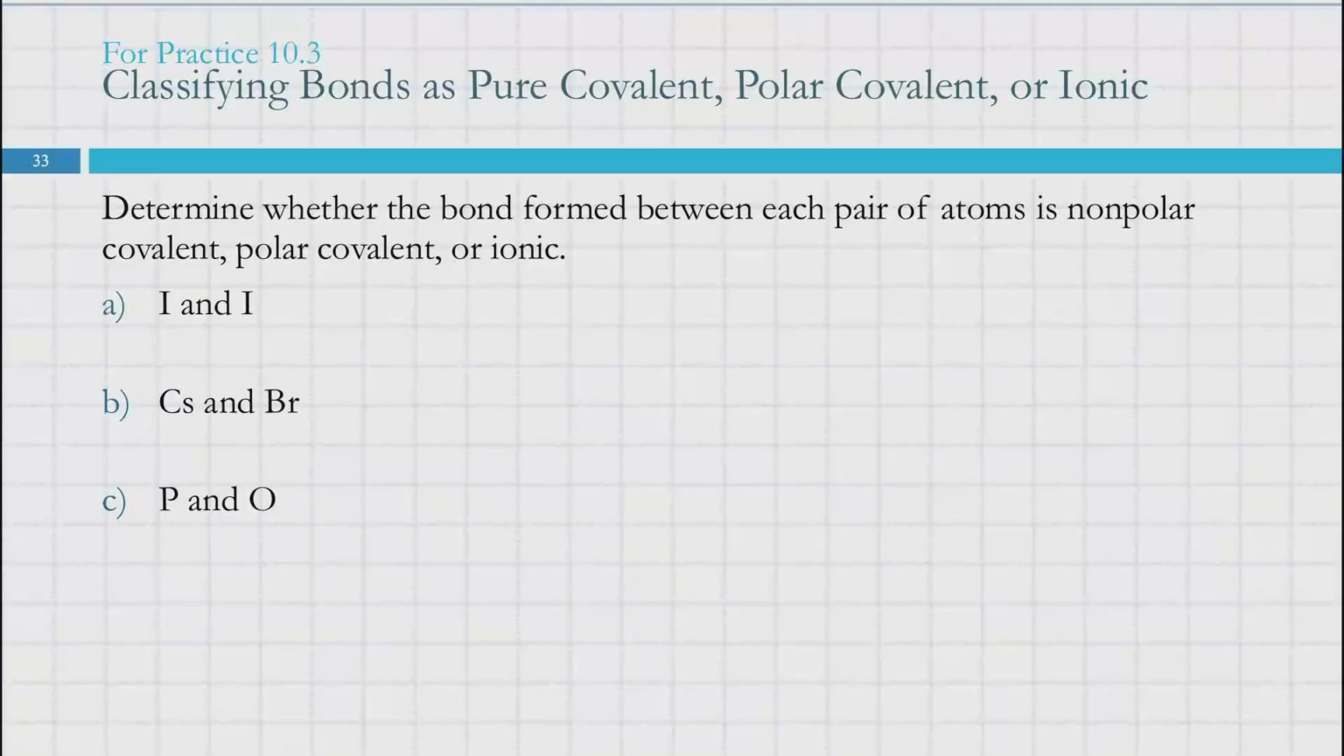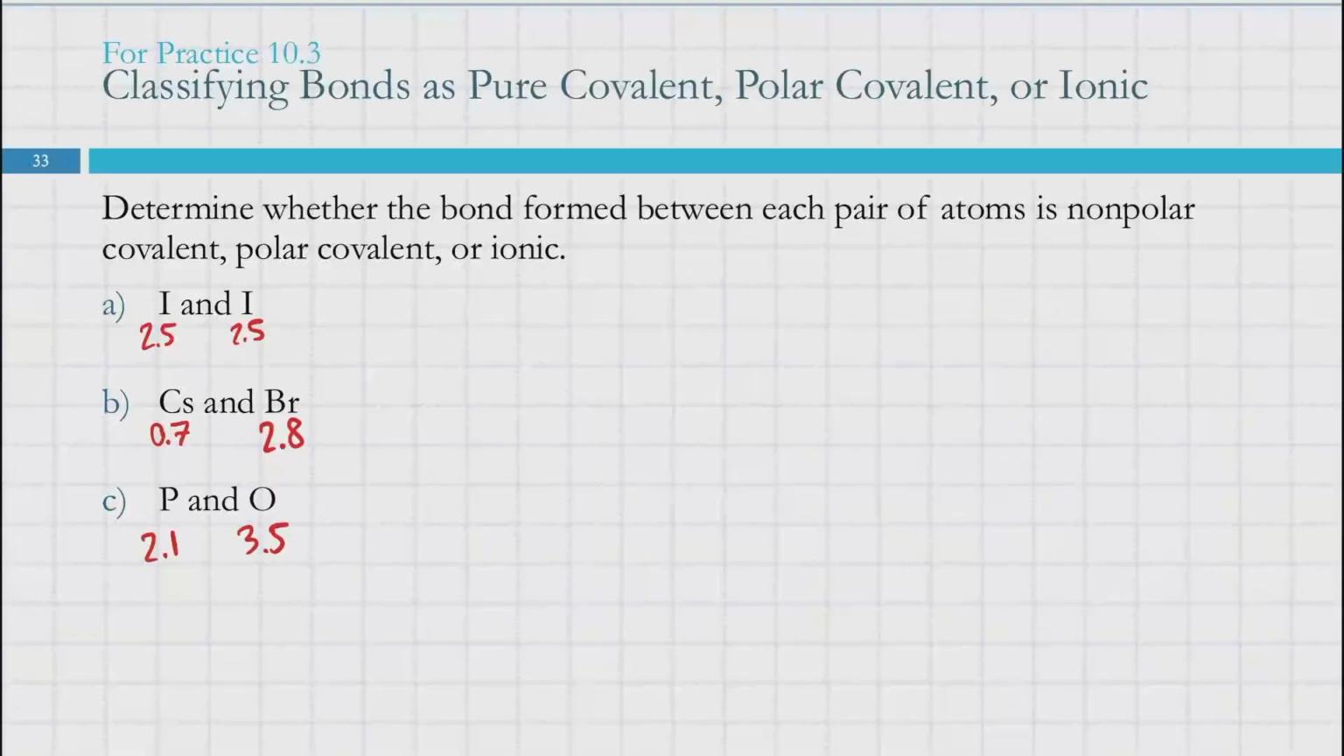Okay, knowing what we know, let's determine whether the bond formed between each of these pairs of atoms is nonpolar covalent, where they're sharing perfectly like our kindergarten teacher would want. Is it polar covalent? They're not sharing, but they're also not stealing. Or is it ionic, where they've basically stolen the electron? I'll give you some time to think about it, discuss with your neighbor, and then we'll come back.